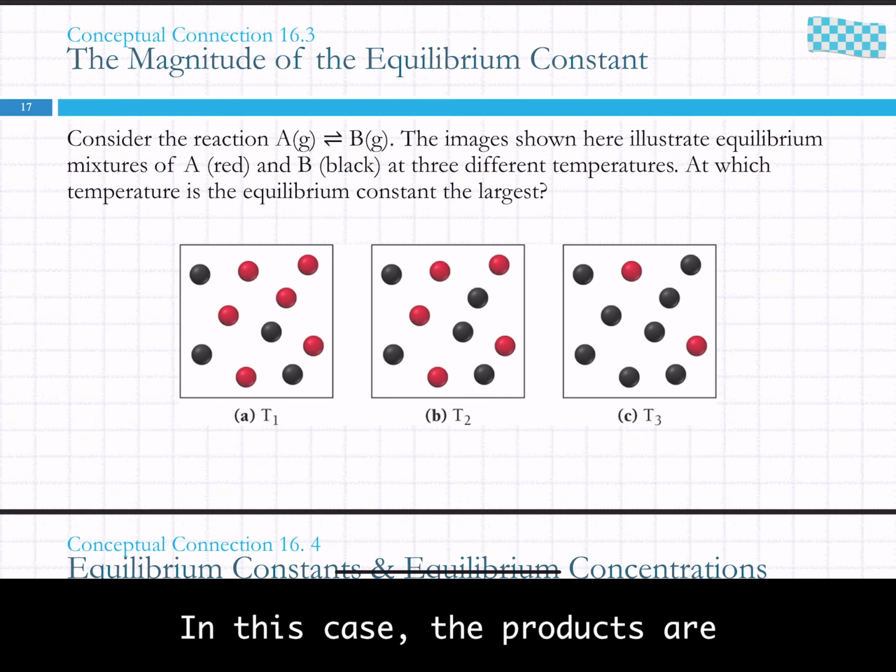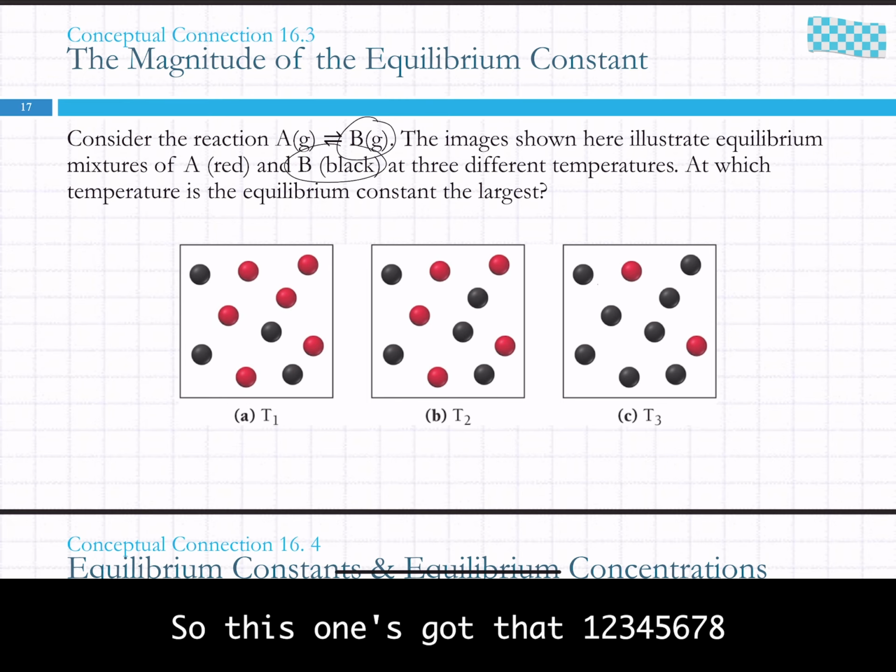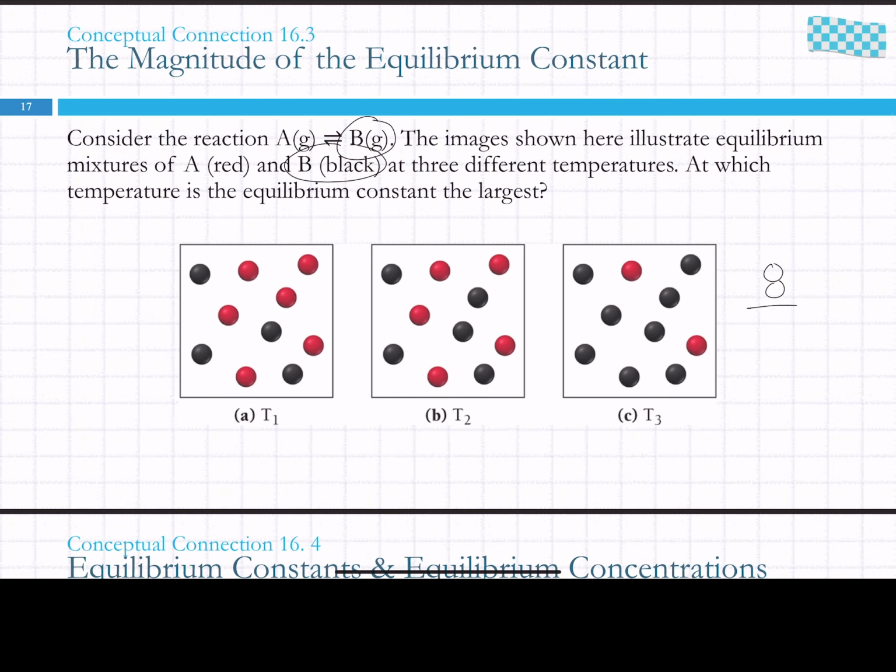In this case, the products are the black circles. So this one's got 1, 2, 3, 4, 5, 6, 7, 8 over 2, so 4.